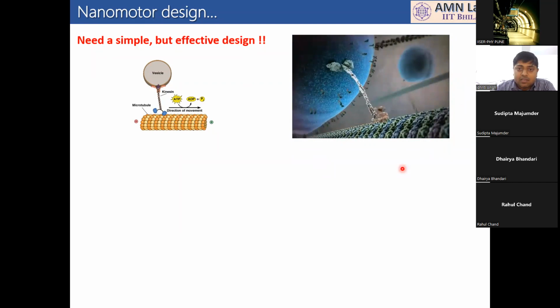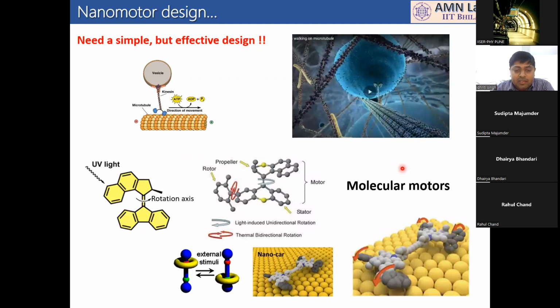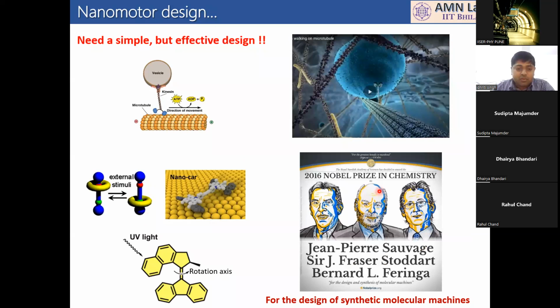So this strategy of site-specific attachment was used by chemists in designing, for the first time I would say, the molecular motors. It was not only the site-specific attachment; in some of the cases, this was also assisted by the binding and twisting of the chemical molecules or bonds. And they used it to design the nanocars and move these molecular shafts. This idea was well appreciated, and they got the Nobel Prize in 2016 for this discovery.